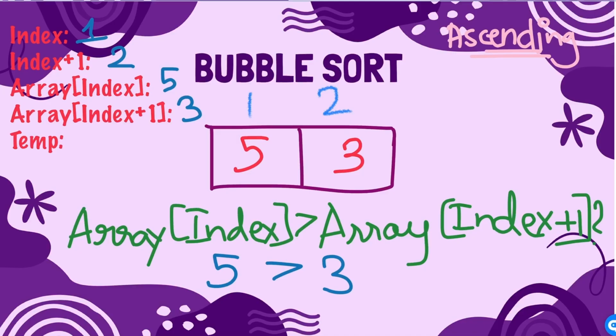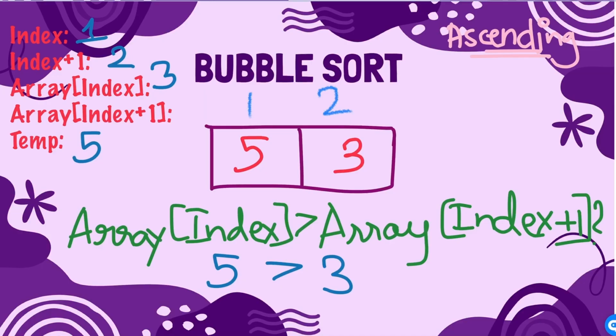Now, if this statement is true, 5 is more than 3, we do a bunch of stuff, which is a bit complicated, but I'll make it really simple. What we do is the value that is stored in array index, we will transfer it to the variable temp. So it was 5, and 5 is going to be stored in temp. Then the value that is stored in array index plus 1 is going to be stored in array index. So 3 is going to be stored in array index. Then the value stored in temp is going to be transferred to array index plus 1. So 5 is going to be stored here.